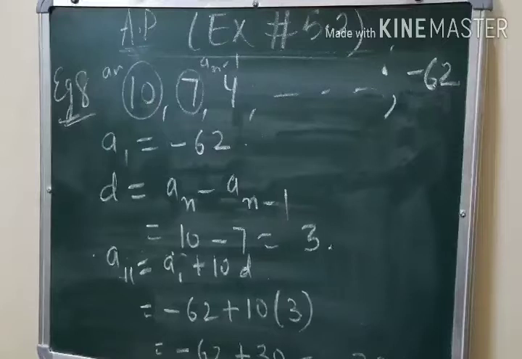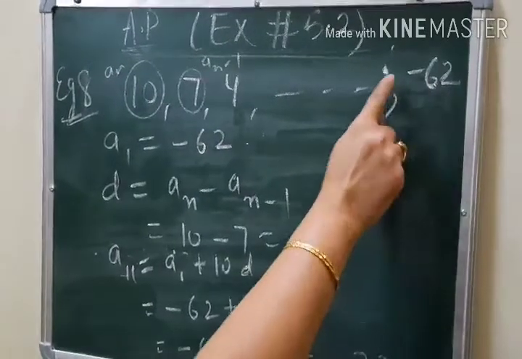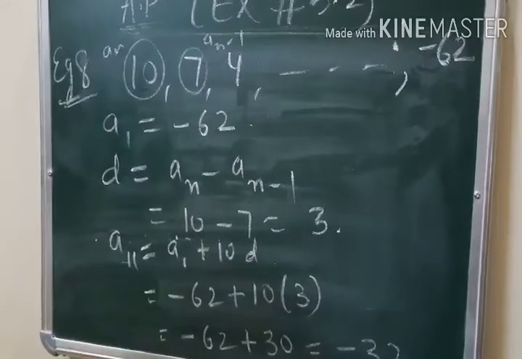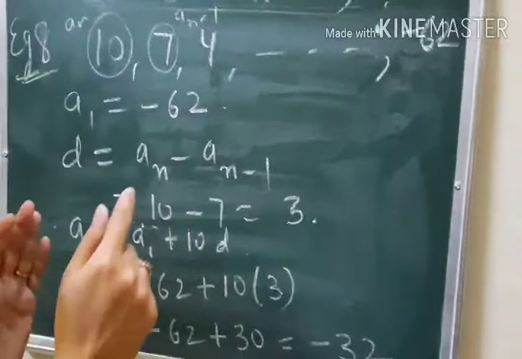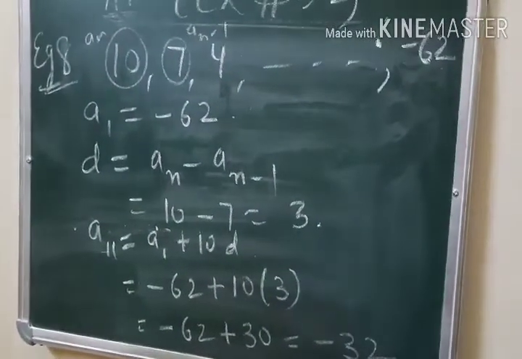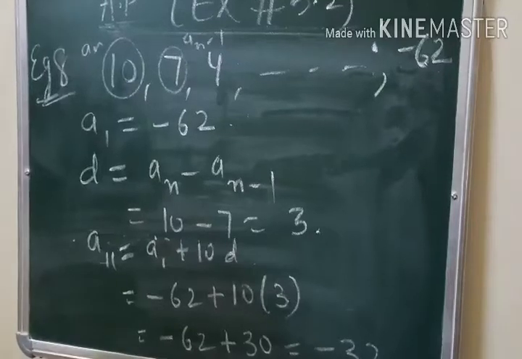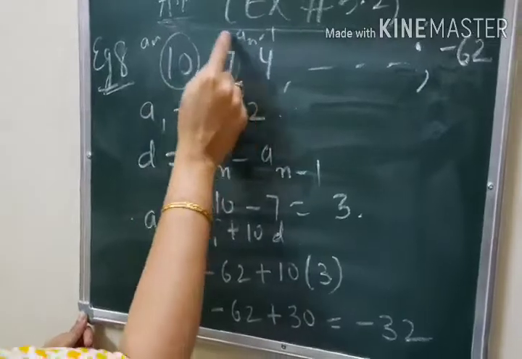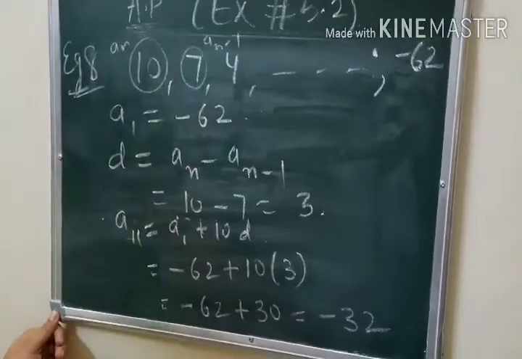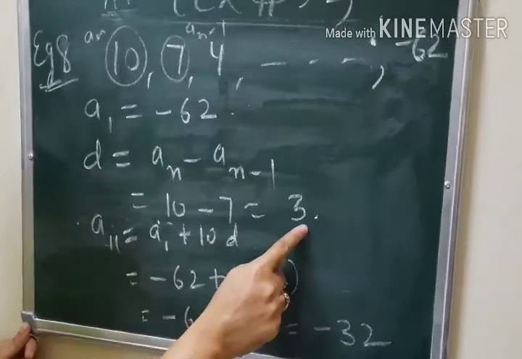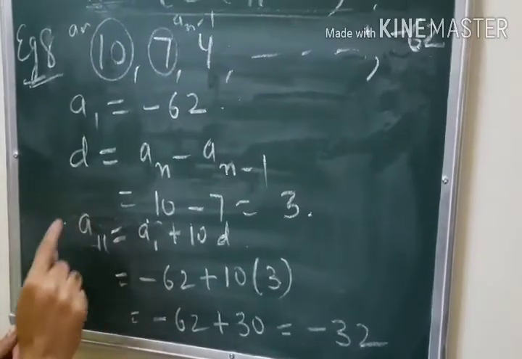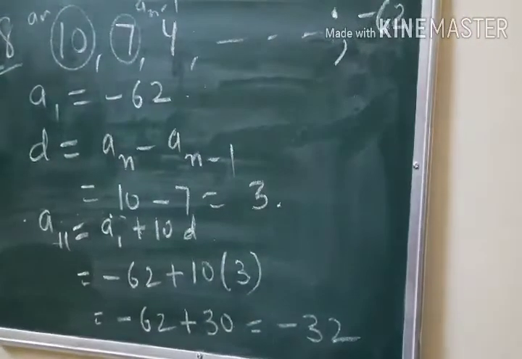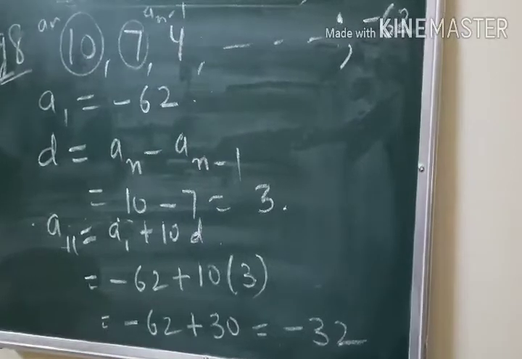Now I know A1. I want D also to find A11. How to find D? Now A1 is there, A2 is not there. But I told you there are so many formulae for this D. You have to find D by A2 minus A1, A3 minus A2, A4 minus A3, A5 minus A4 and so on till AN minus 1. Now AN you know, the last term, and the term preceding it, AN minus 1, you also know. So it is 10 minus 7, 3. Now I have got A1, I have got D. So simply I'll put the formula of A1 plus 10D and that is minus 32. Next example, example number 9.